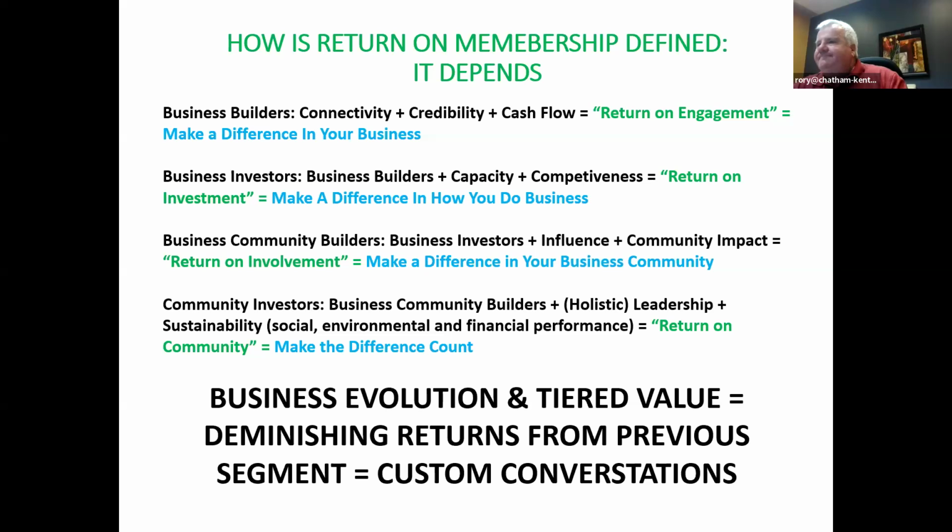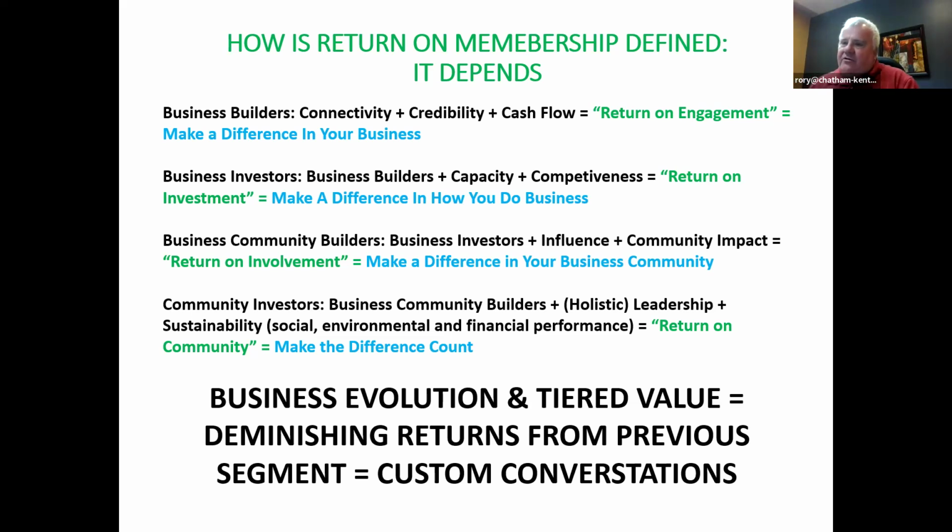The business community builder, again, gets the segment from before, but adds in the ability to influence and have community impact, return on involvement, or making a difference in your business community. So that tends to be a little bit more localized, but those impacts you can see and feel every day in the community. The community investor, again, adds in those elements of the business community builder, but with some holistic leadership. Todd mentioned ESG, CSR, but we also have to count in there sustainability from a social, environmental, and financial performance, right? So you're still adding in little bits and pieces of each of those segments. So return on community, making the difference that counts.